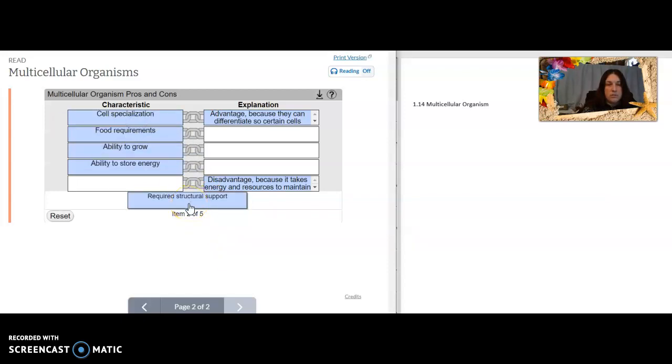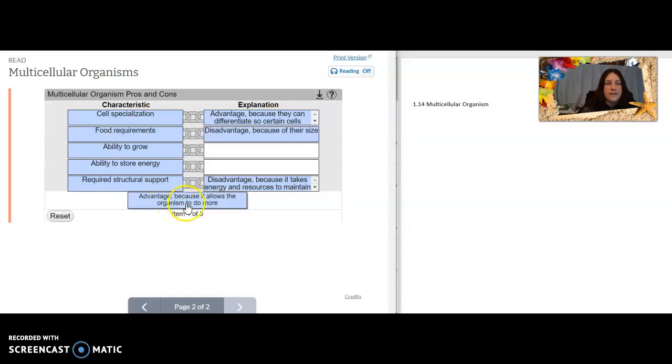Required structural support. Okay, well, only spot that we have left is down here, but let's see if it makes sense. It's a disadvantage because it takes energy and resources to maintain that structure. All right, disadvantage because of their size. Well, which one would be a disadvantage because of their size? Would that be food requirements, ability to grow, or ability to store energy? Again, hit pause and figure out where you would put it.